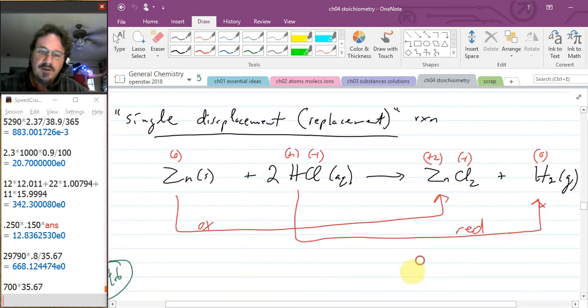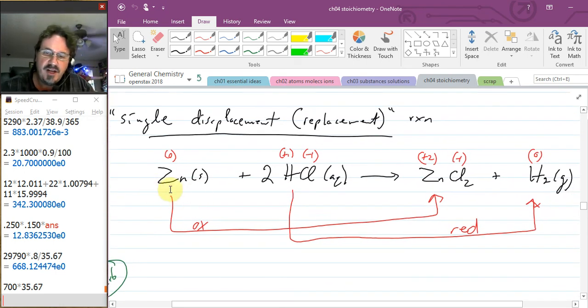Here's another one. Look at this. I've got zinc plus HCl. Yeah, we know that's an acid, right? Zinc, so I drop it in some hydrochloric acid. What happens? Apparently that reacts to give me zinc chloride and hydrogen gas. I look at that reaction.